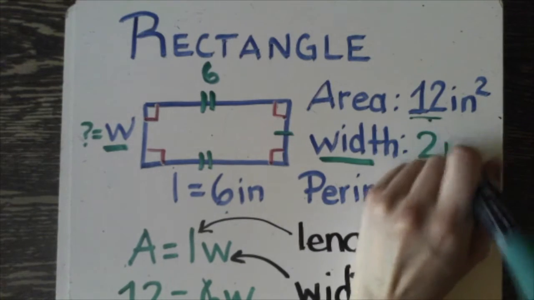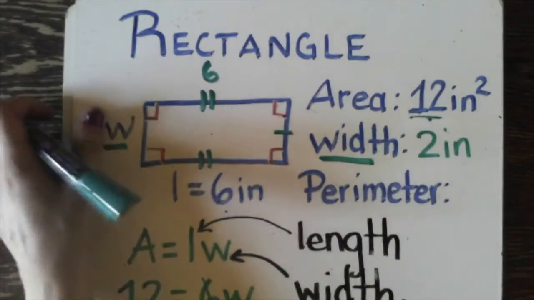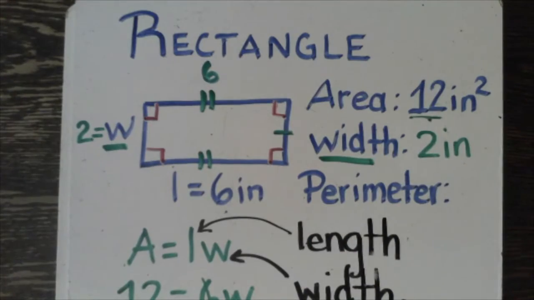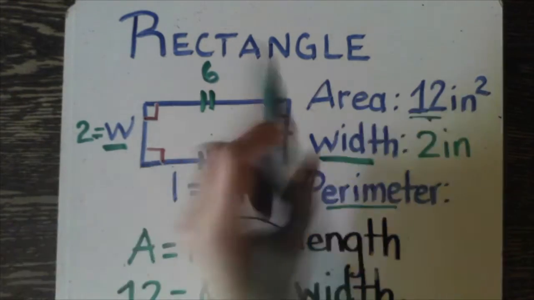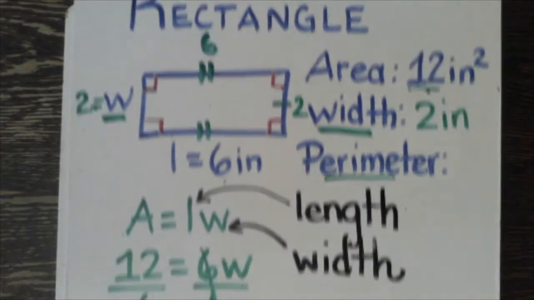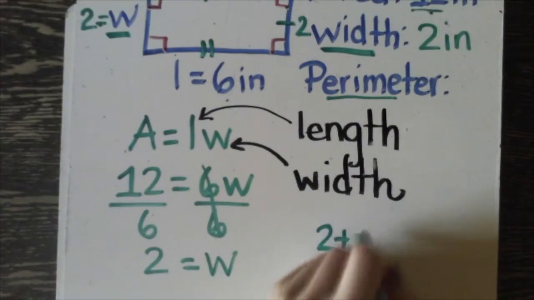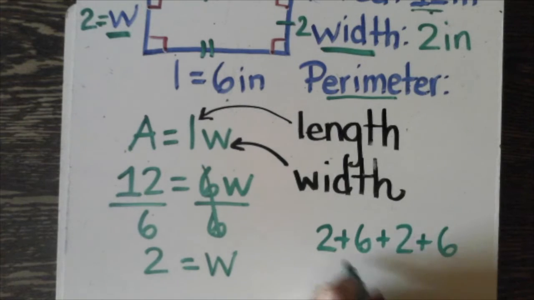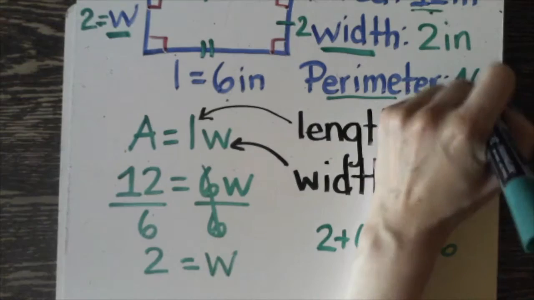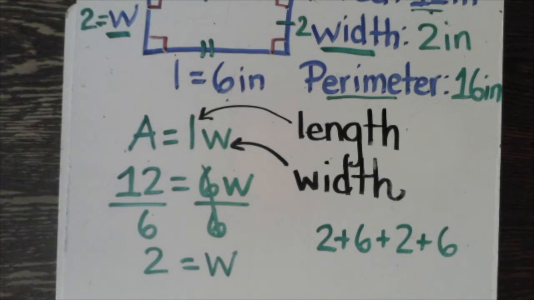Now my width is 2 inches, and I am ready to solve for my perimeter. My perimeter requires me to add all 4 sides. So 2 plus 6 plus 2 plus 6. Let's see, 2 plus 6 is 8, and 2 plus 6 is 8. 8 plus 8 is 16 inches.